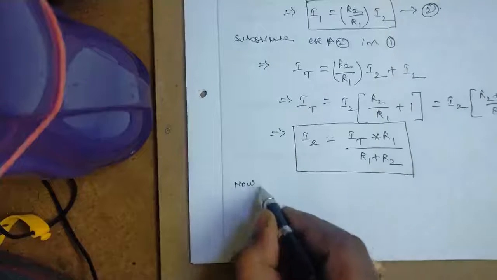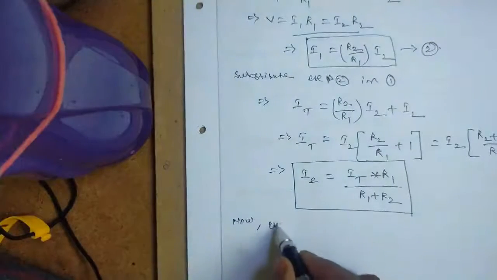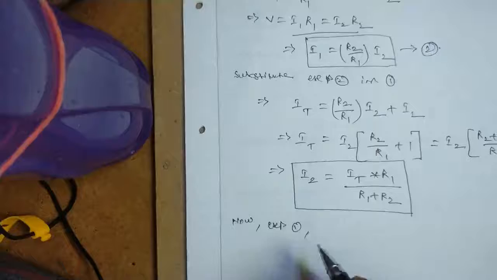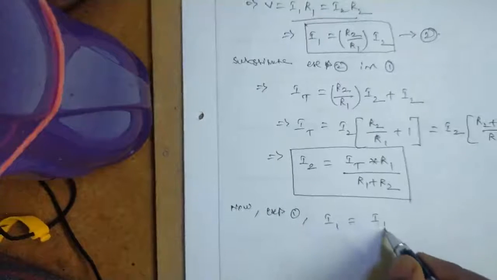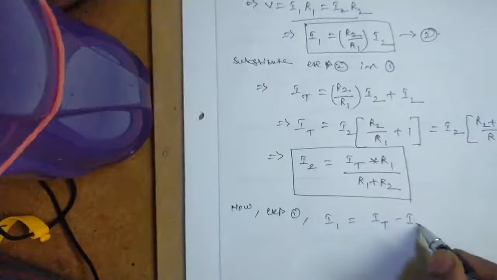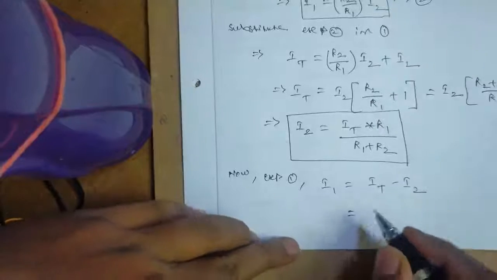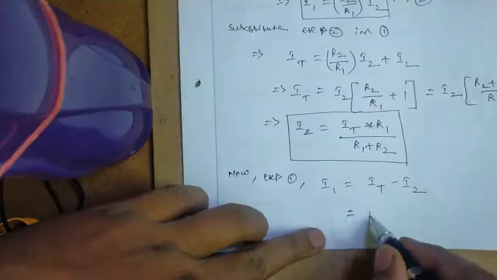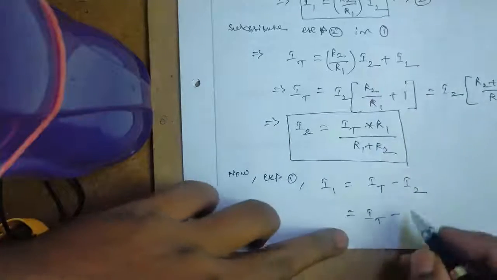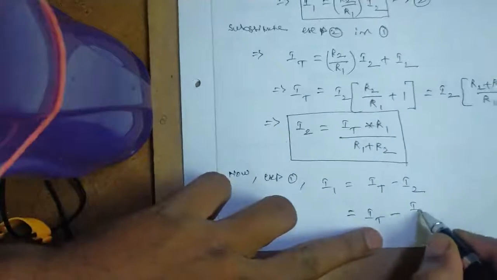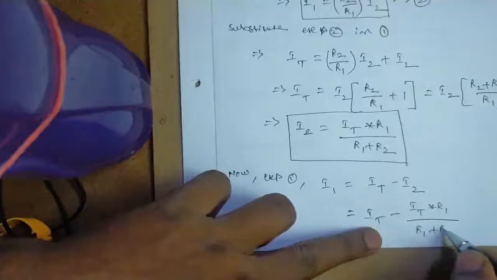Now from expression 1, I1 is equal to IT minus I2. Here IT as it is, and I2 is this. Substitute here: IT into R1 by R1 plus R2.